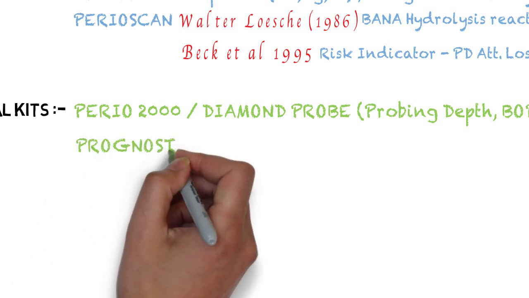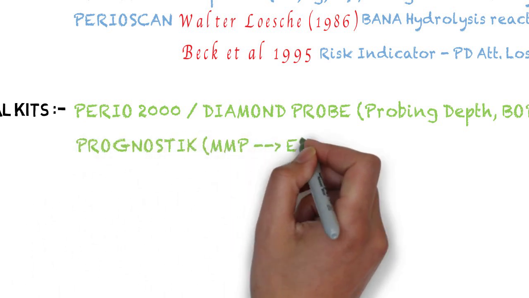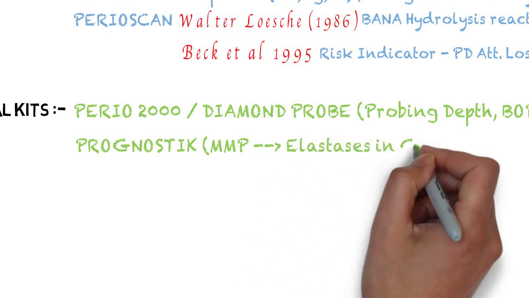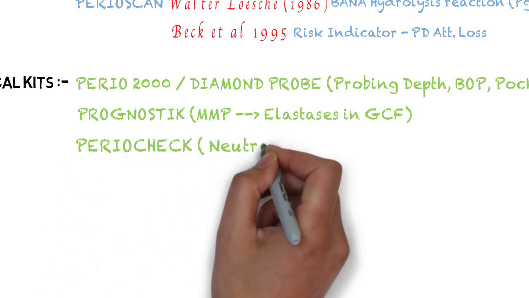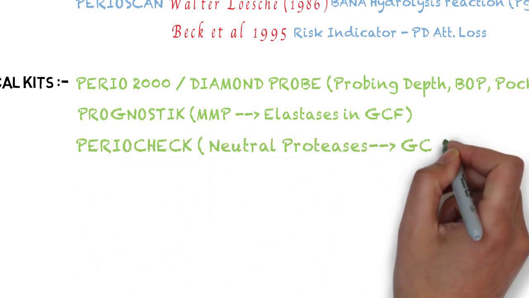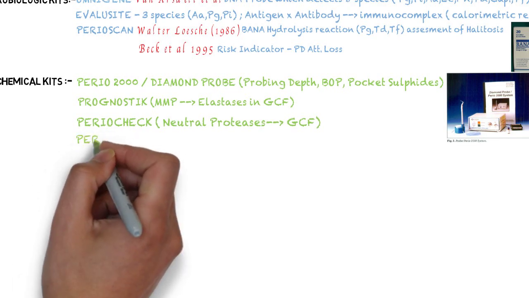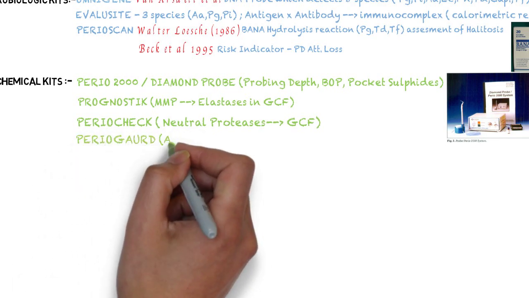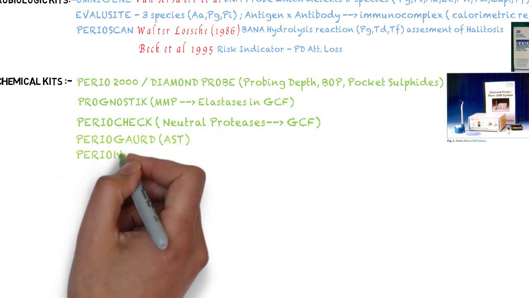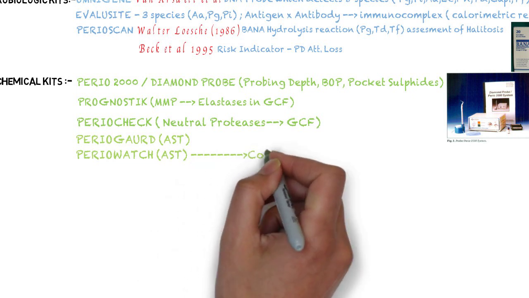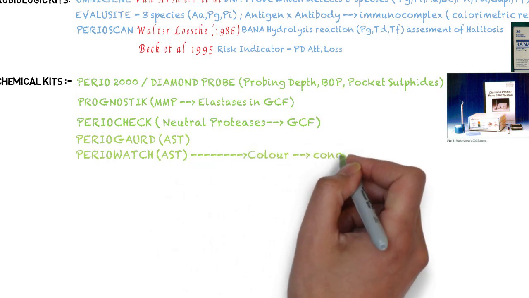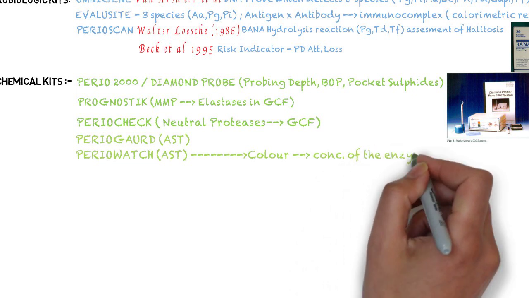The next example is Prognostik, which was released in the year 1993, detects elevated levels of MMPs in the GCF such as elastase. We have PerioCheck, which is also another rapid chairside test kit to detect the presence of neutral proteases. Apart from this, we have PerioGuard and PerioWatch, which are based on the detection of an enzyme called aspartate aminotransferase. These tests use different dyes and catalysts to obtain color changes, which is directly proportional to the concentration of the enzyme. The next example is of genetic kits.